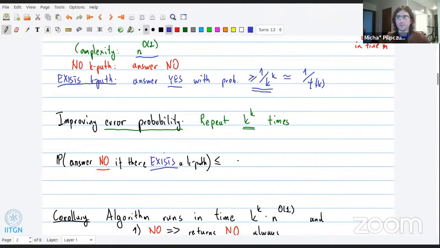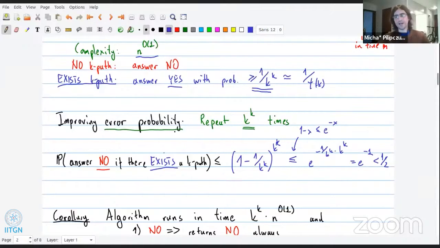So in every repetition, it makes an error with probability 1 minus 1 over k to the power k, because the probability of finding a k-path is 1 over k to the power k. And then I repeat this experiment k to the k times, and therefore I need to have an error in each of those repetitions, and this is why I'm multiplying those probabilities. So now I use the classic inequality from calculus that 1 minus x is smaller or equal than e to the power minus x, which means that this is smaller or equal than e to the power minus 1 over k to the power k, times k to the power k. Yes, this cancels out. This is e to the minus 1, which is smaller than 1/2.